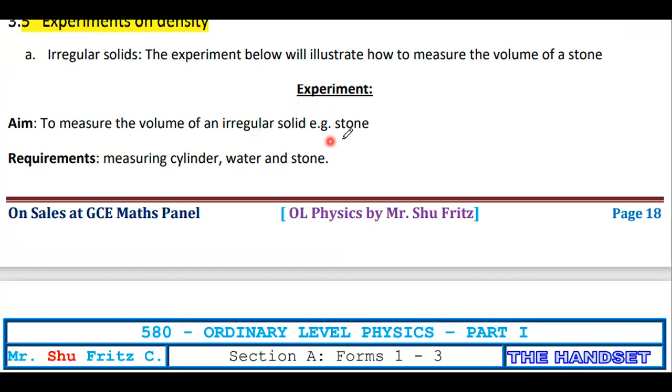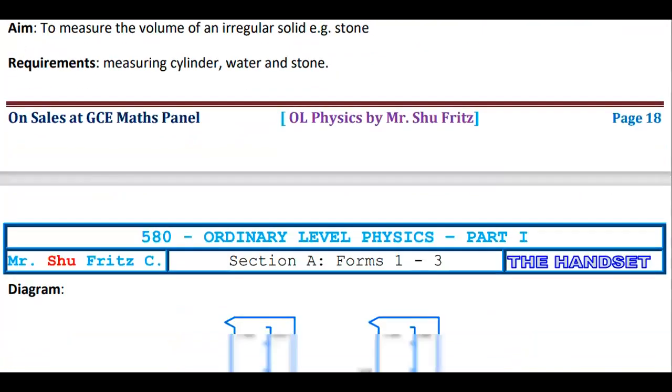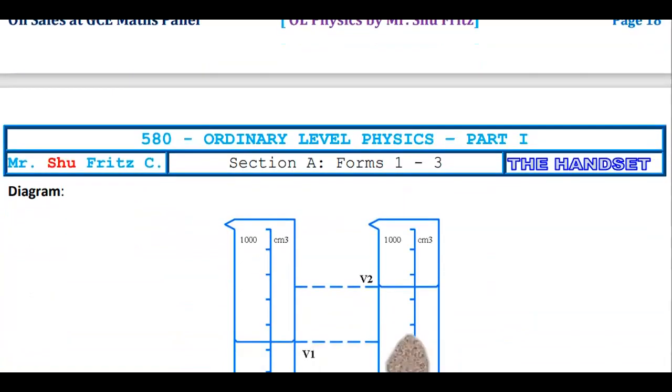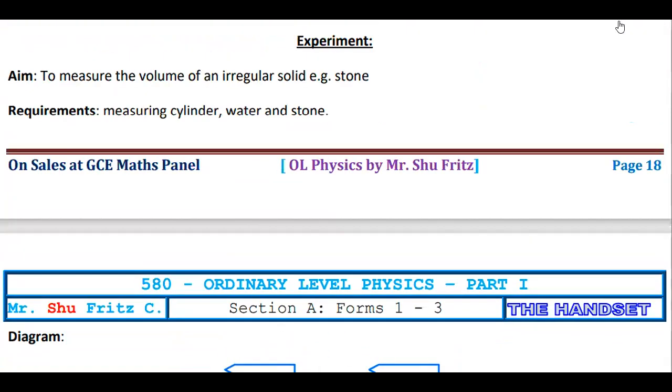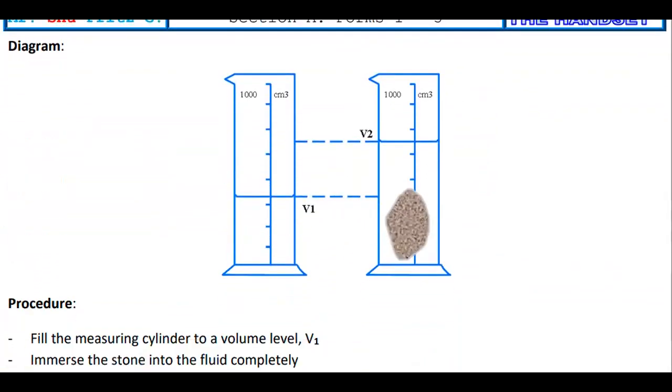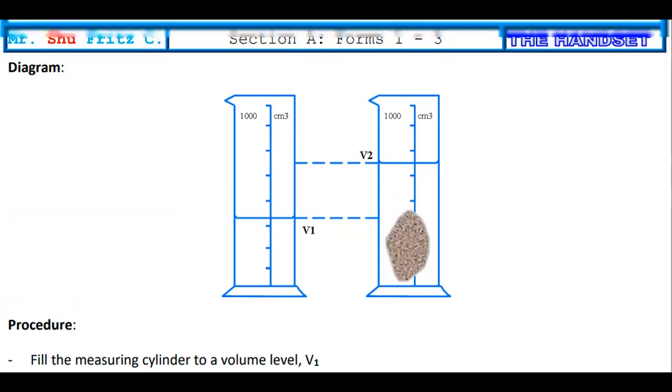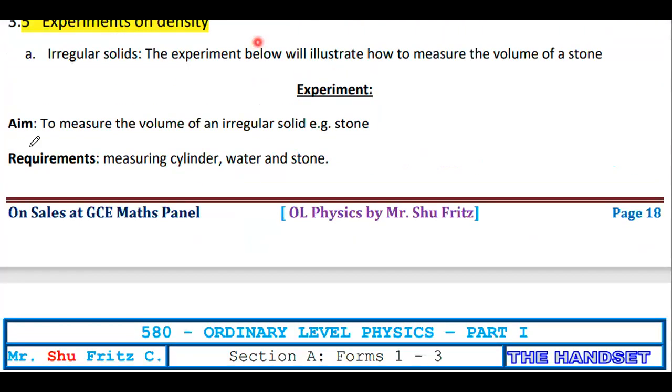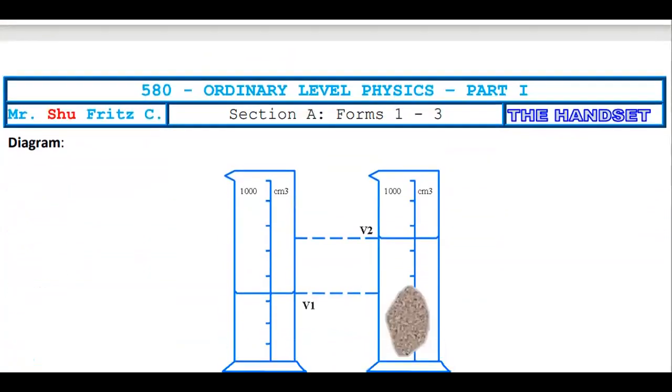So to measure the volume of an irregularly shaped object, which is a stone, that's what you need. These are the requirements. This is the diagram. Sometimes you combine, but it's okay. You can equally call it the setup. So after the aim, you go to the requirements, and then go to the setup. The setup, we can call it the diagram.